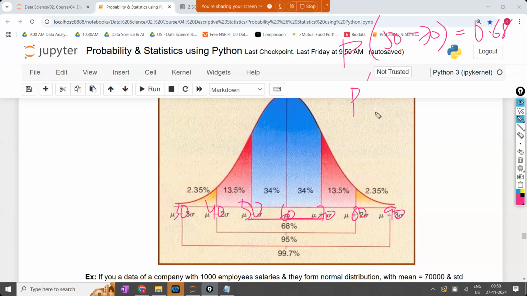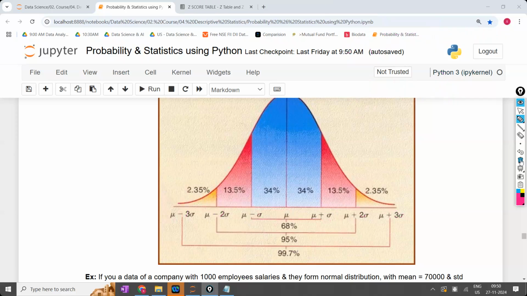Now, what is the probability of 40 to 80? Open the earlier example. 0.95. How did you calculate it? First, you calculated the area up to 80 minus the probability up to 40, that is 0.97 minus 0.02. Can you see the same from 40 to 80? What is the answer? 95.